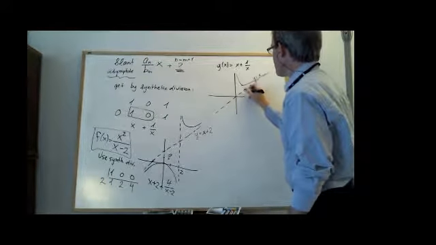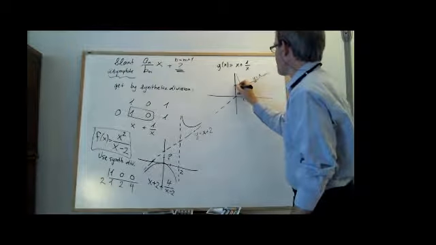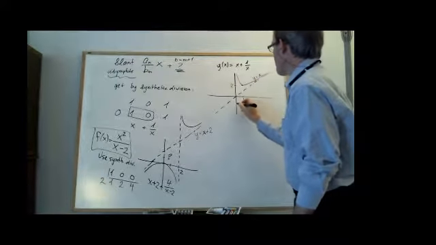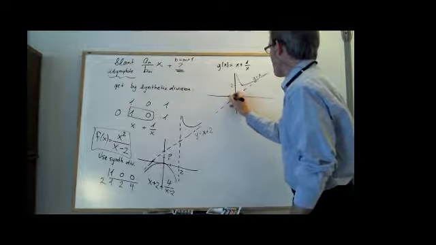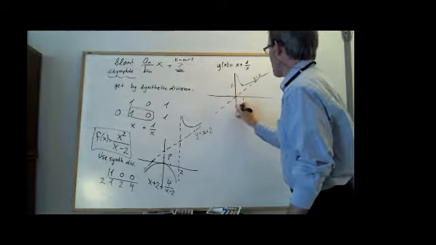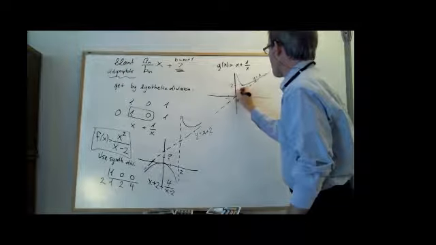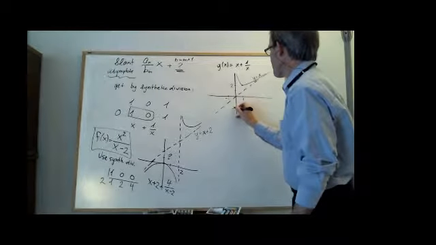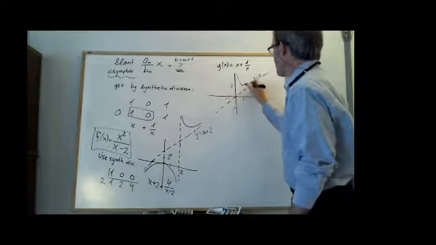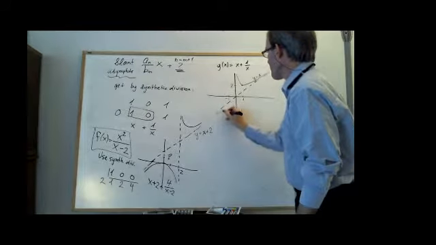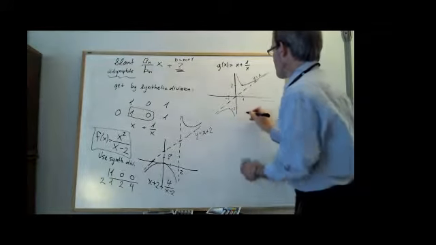This point here actually turns out to be 1 and 2. And this turns out to be minus 1 and minus 2, where you have this point where it turns around here. So this is what it looks like.